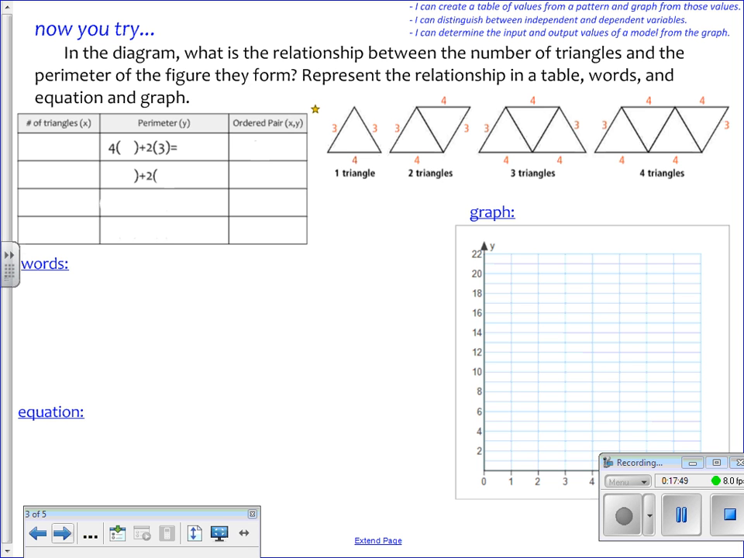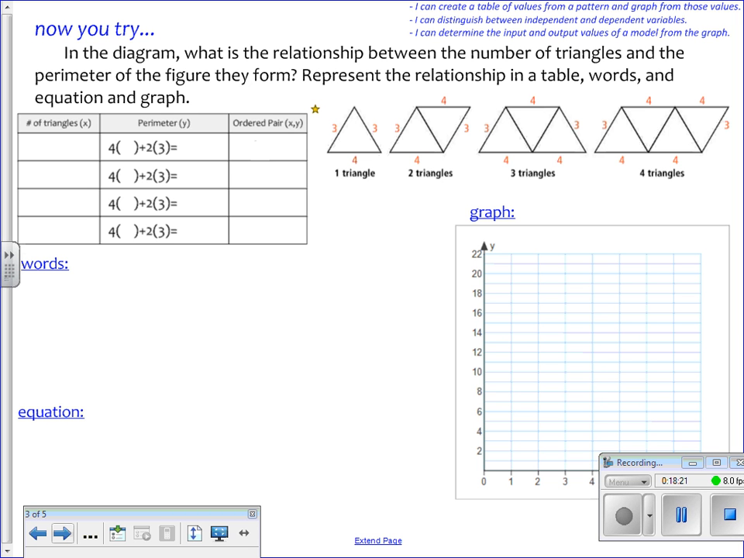And what are you going to do every time? You're going to fill that in, just like the previous one. 4 times the number of triangles plus 2 times 3. So the number of triangles goes here, put it in, figure it out to get your y. There's your ordered pair. Okay? So take your time. Fill in the table first.